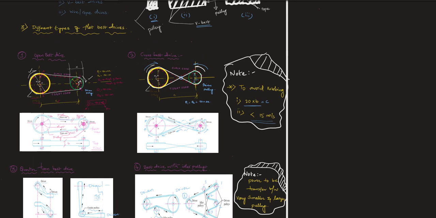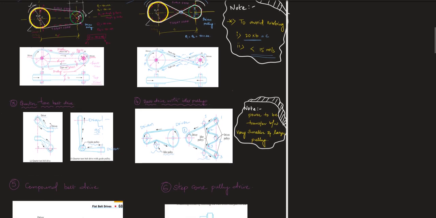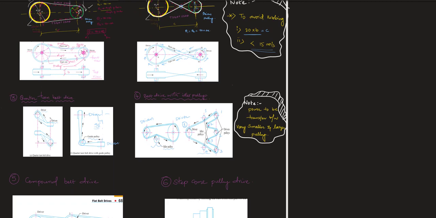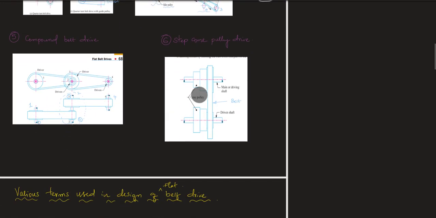But one more thing, let me tell you here: as far as design and problems are concerned, as per the JNTU syllabus, we'll be dealing with the open belt drive and the cross belt drive in the case of flat belt drives. The other types are not there, so we'll be covering only the first two. So let us see the various formulas that are involved in these two.